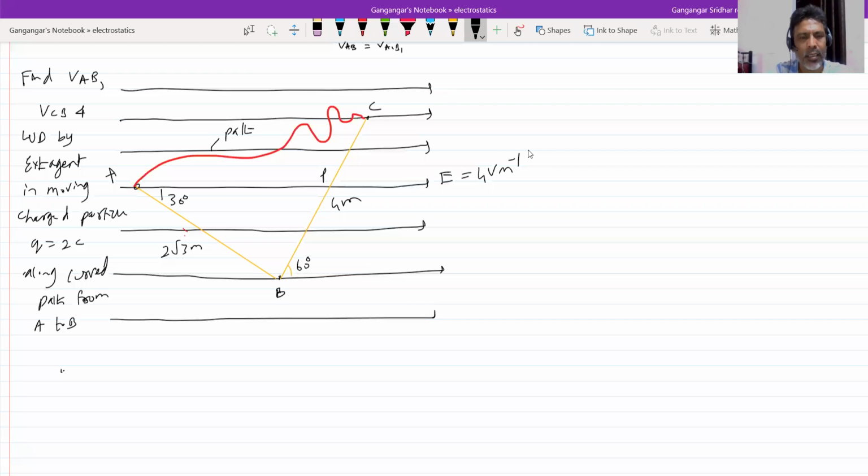Okay, let's come to the potential differences. First, we'll calculate VAB. To get that, I think we need this diagram. This is 30 degrees, and we know this distance, 2√3 meter. There's a point A, this is B, this is A1, and this is the direction of E bar. If you know the distance A1B, you multiply with E, and you'll get the potential difference VAB.